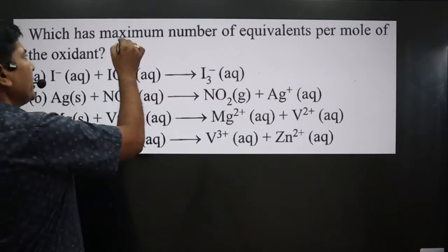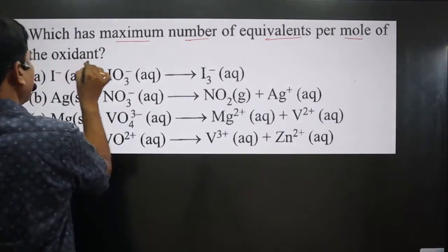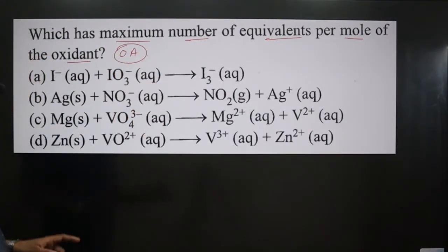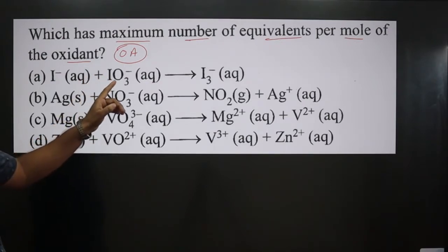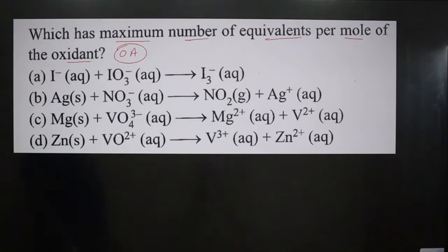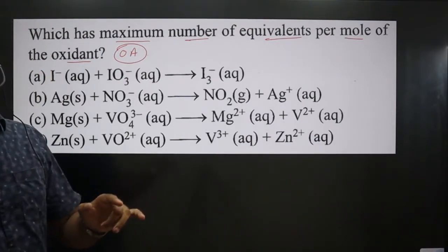The question says: which has the maximum number of equivalents per mole of oxidant? Oxidant, in the sense, oxidizing agent. We have to calculate the maximum number of equivalents per mole of oxidizing agent. Always keep in mind, oxidizing agents are the agents which oxidize others and get reduced themselves.